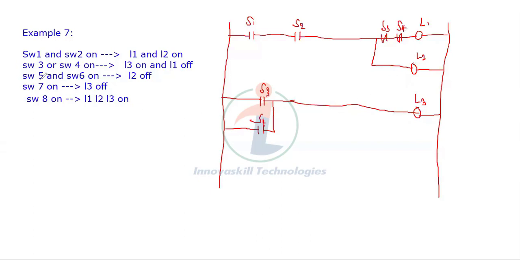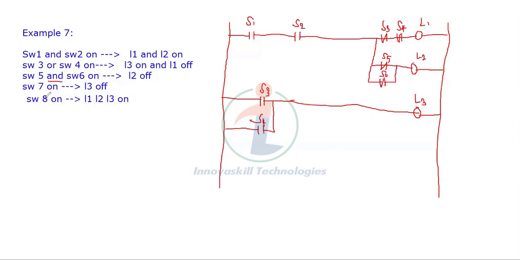Next condition, if S5 and S6 are on, L2 should be off. Here the condition is AND, so what we will think is to connect S5 and S6 in series, but we should not connect like that. We have to connect S5 and S6 parallelly. In case you connect in series, if any one of the inputs is on, L2 will be off. But my condition is both S5 and S6. When both are on only, L2 should be off. So I have to connect S5 and S6 parallelly here.